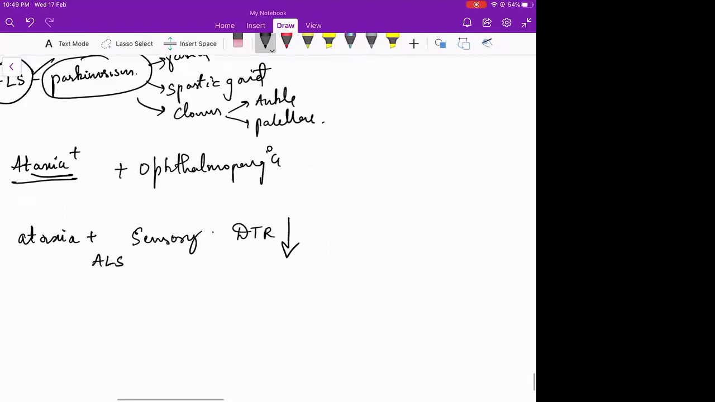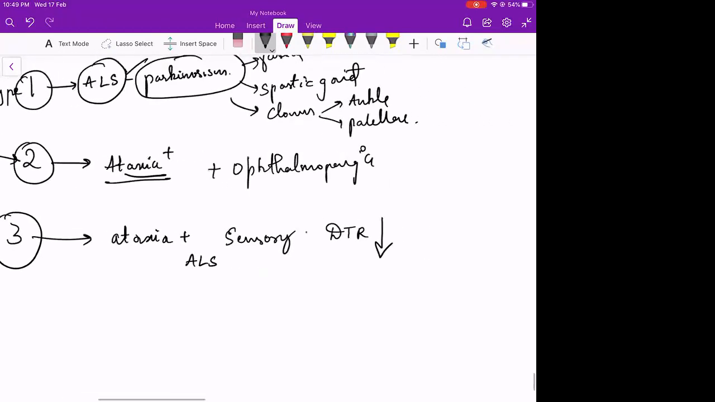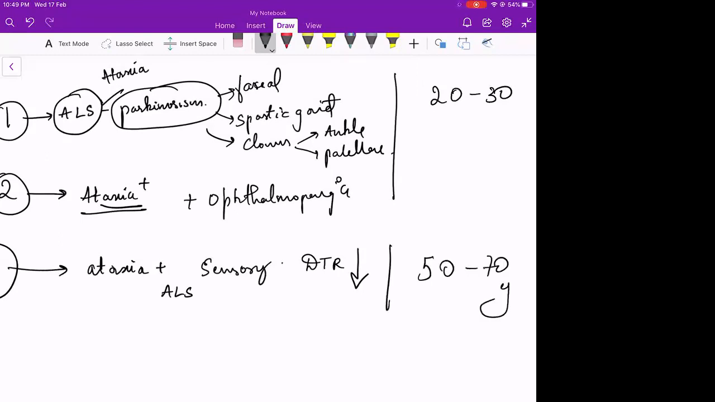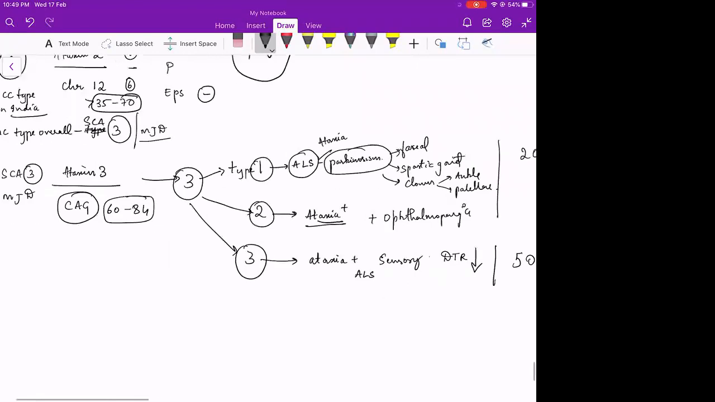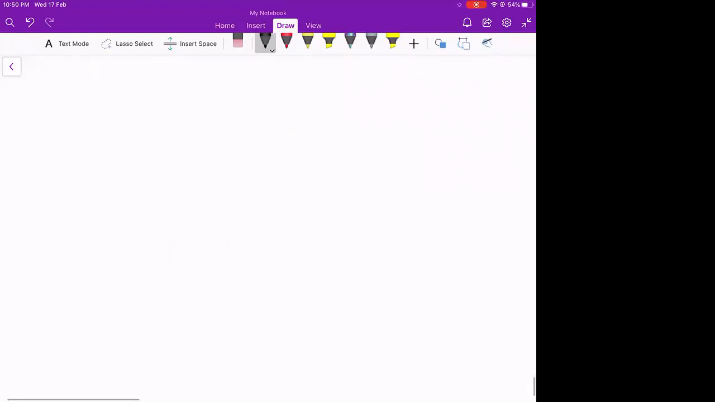One important point to keep in mind here is that type 2 affects a young age group, around 20, whereas type 3 we see in the 50 to 70 years decade, the 5th to 7th decade. That is about spinocerebellar ataxia type 3.